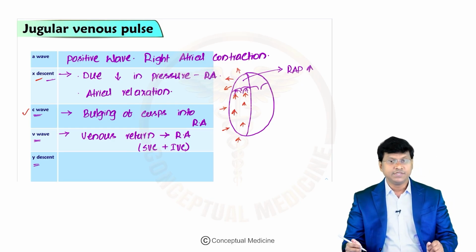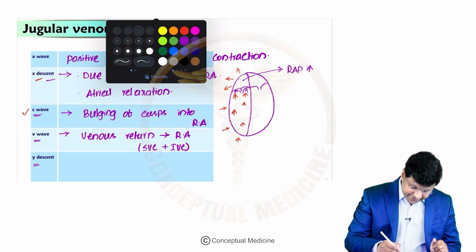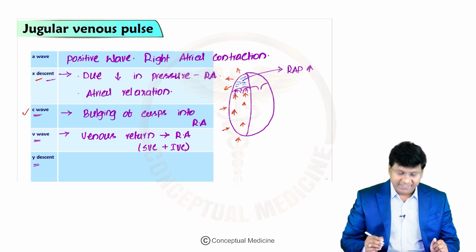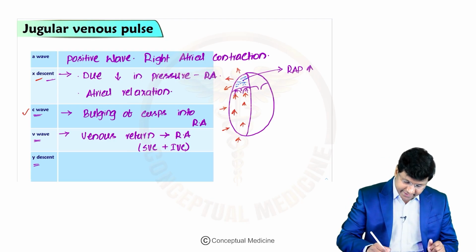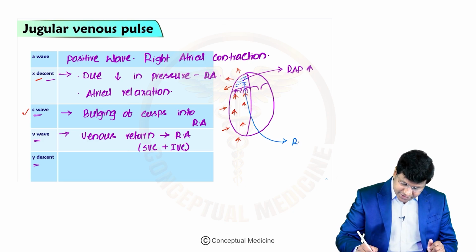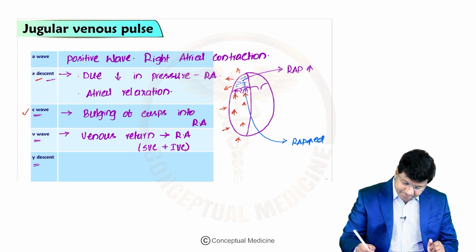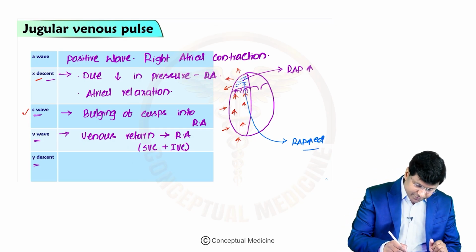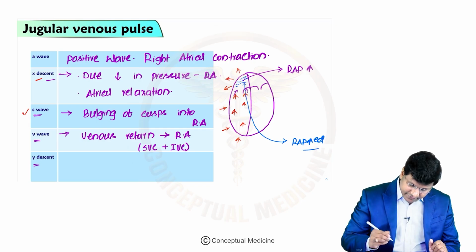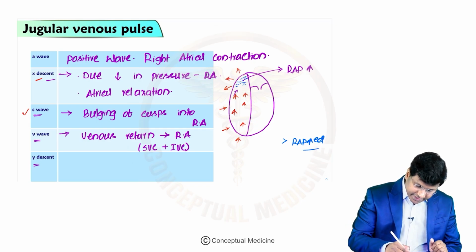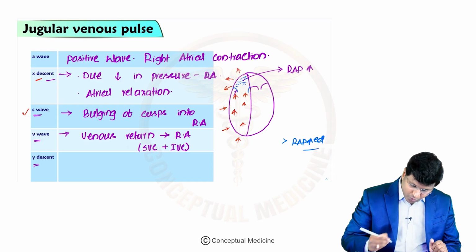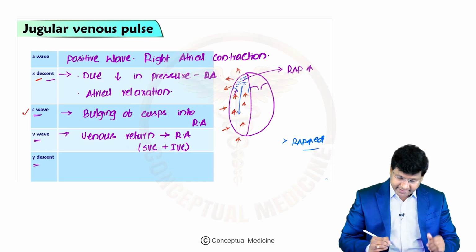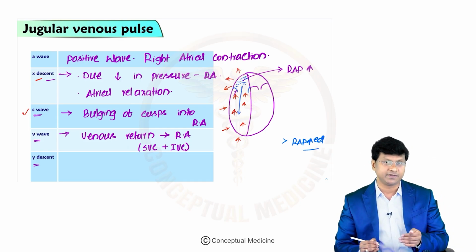Then you take the Y wave. See, during the V wave, what has happened? The venous blood has entered into the right atria. So once the venous blood has entered into the right atria, what has happened to your right atrial pressure? Right atrial pressure is increased. So once the right atrial pressure is increased, you have to understand that the tricuspid valve will open. Once the tricuspid valve opens, the blood from the right atria enters into the right ventricle.